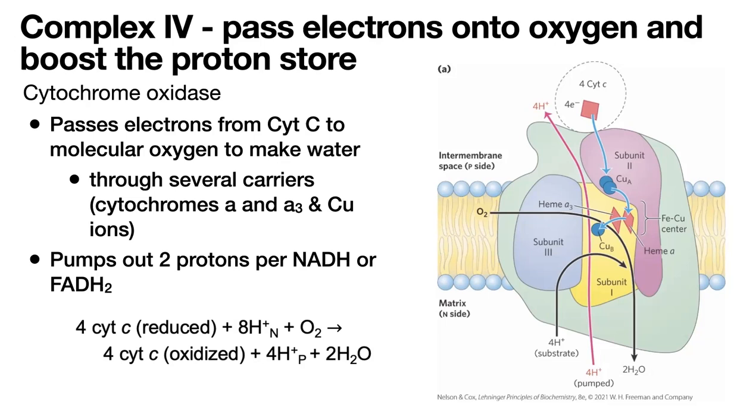How this transfer is happening is through several carriers. These include cytochromes A and A3, as well as copper ions. So you've got iron and copper working together. Complicated transfers, but ultimately it's basically the same story over and over. We're passing electrons from something with a lower reduction potential to something with a higher reduction potential, generating energy, and using that energy in this case to pump out protons and boost that proton gradient.